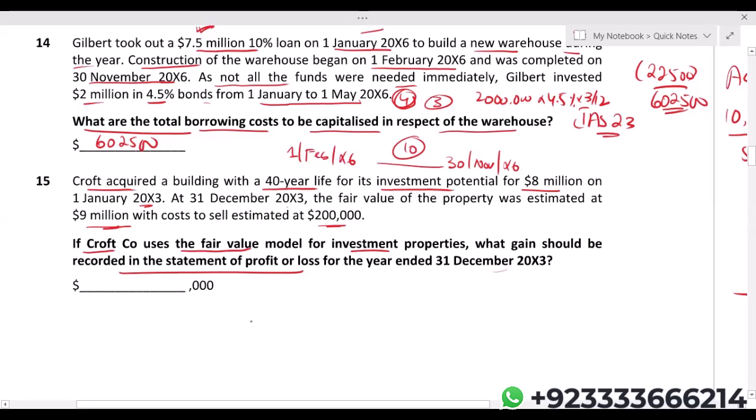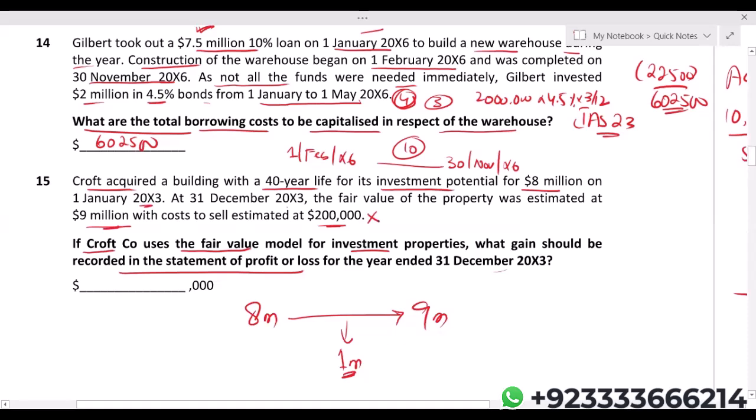Now listen, initially the investment property had a fair value of 8 million when Croft bought it. At the year end, the fair value is 9 million. So basically, a 1 million change is recognized. The gain of 1 million is recognized in the P&L. The important concept is that under IAS 40, the investment property is kept at fair value, and the changes in the fair value go to P&L.